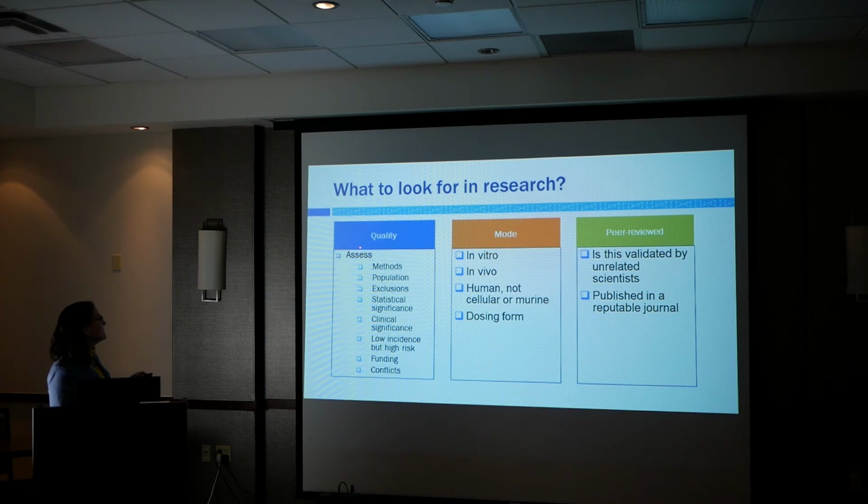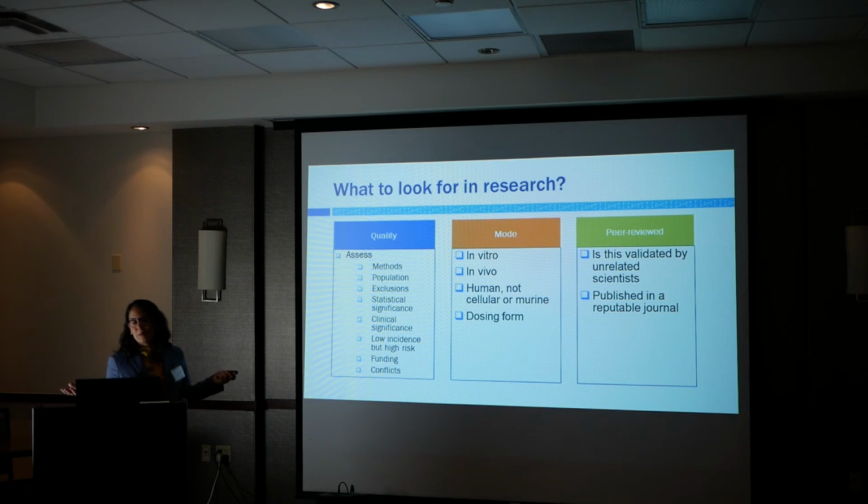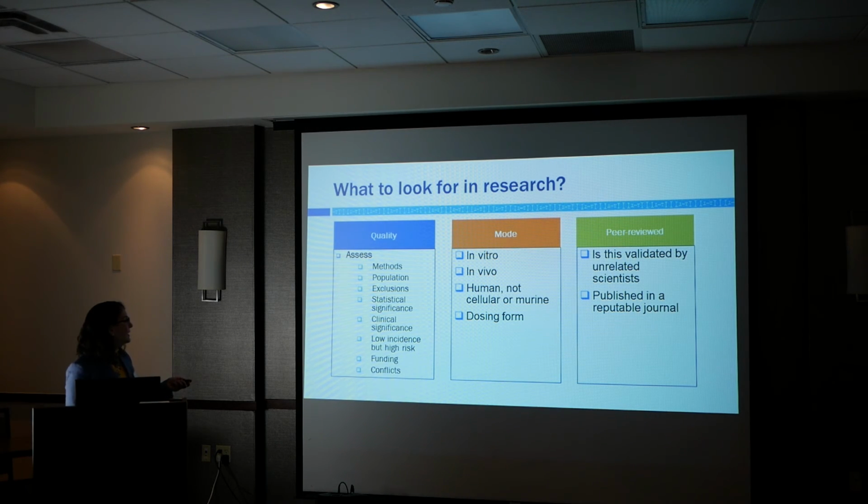Quality, we want to assess the methods, the population. Looking for exclusions, this is a big one. What populations are cut out of the study versus included? Statistical significance, those p-values. Clinical significance, does this really apply? Is it going to make a difference in my treatment? Low incidence versus high risk, right?